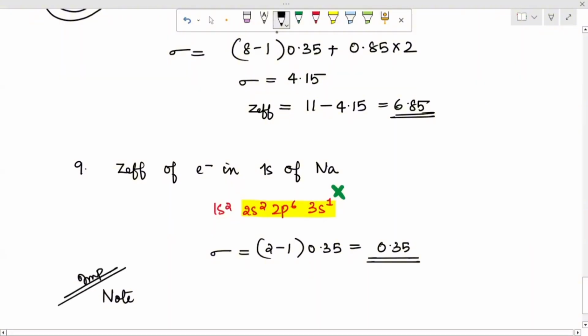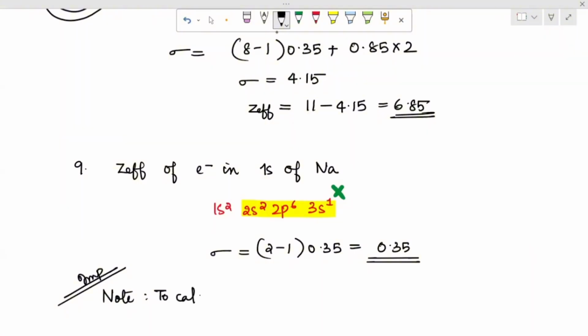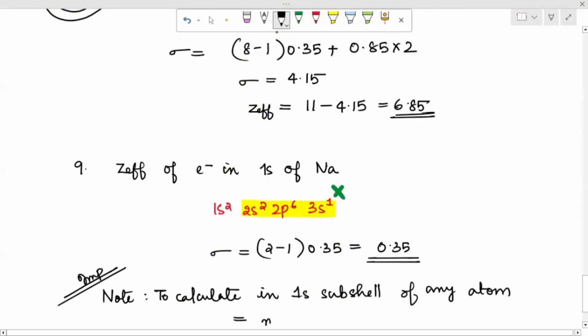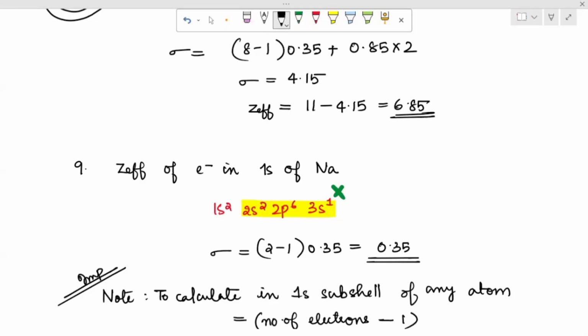It was said that if you consider it on 1s, only for, this is an exception, only for 1s. Note, to calculate in 1s subshell of any atom, it is actually equal to number of electrons minus 1 into 0.3.